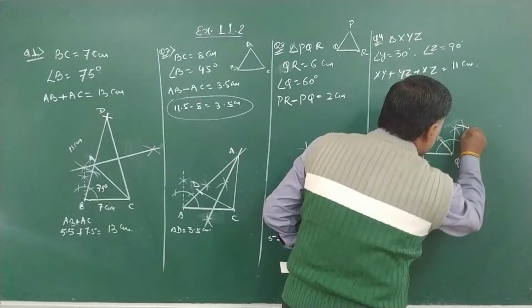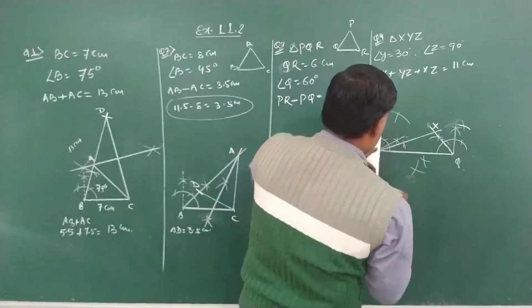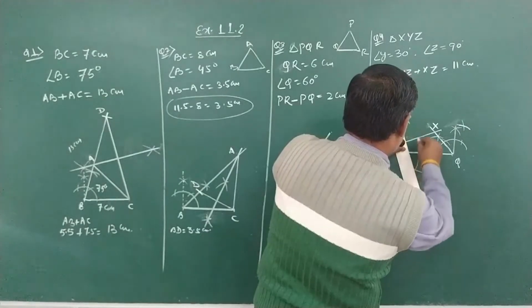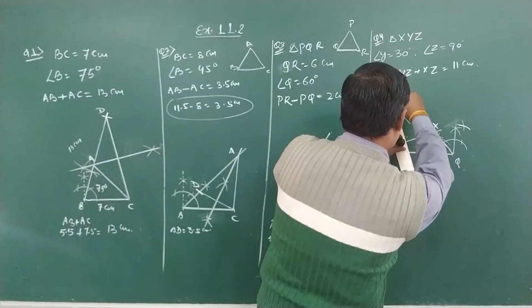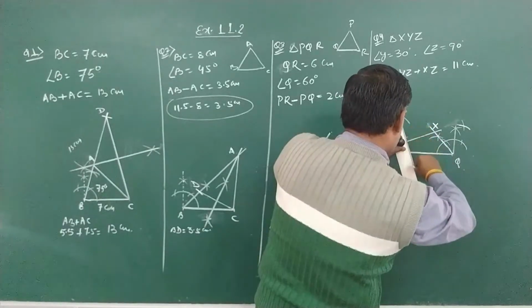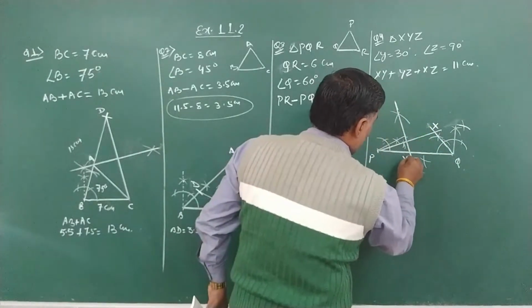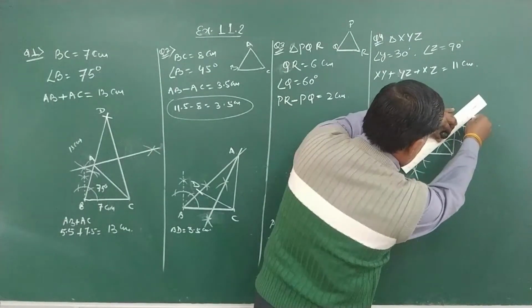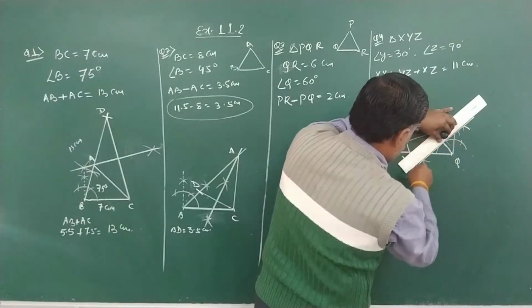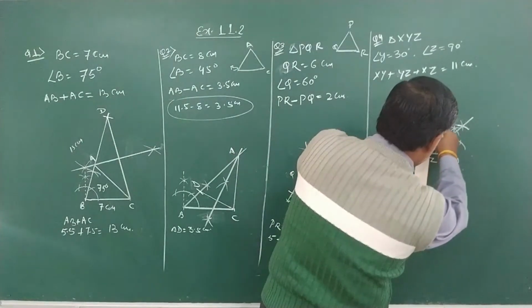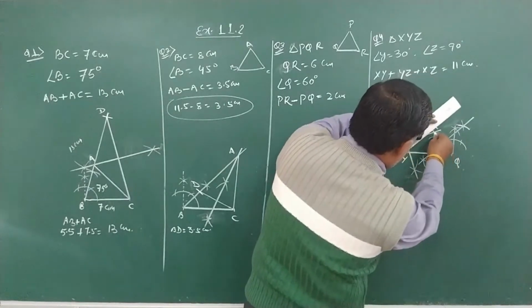And you join these perpendicular bisectors. When you draw them, they will intersect PQ somewhere, and where they intersect, one is your point Y and one is your point Z. And this one is your Z. Join YZ, XZ and XY.